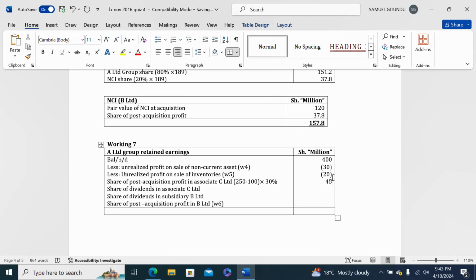and if we do this, we are getting 45. Then we have the share of dividend in associate C limited, the share of dividends.